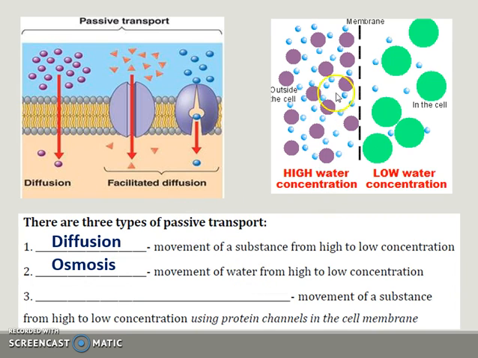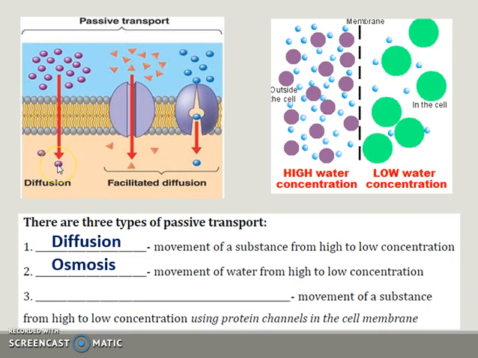And here you can look at a picture of osmosis happening. Water is going from high concentration here on the left to low concentration on the right. And then diffusion is over here. Here, this isn't water. These purple circles are going to be whatever substance, and it's going from high concentration to low concentration.